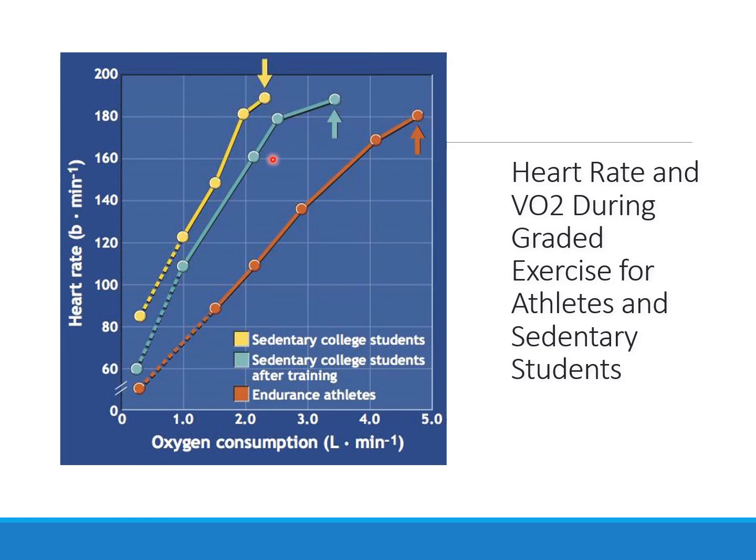And then we also see that the heart rate increases at a much slower rate than with untrained athletes. So they get this big peak in heart rate and they're hitting that heart rate much sooner than an endurance trained athlete who's hitting that heart rate much, much later in their VO2 capacity.